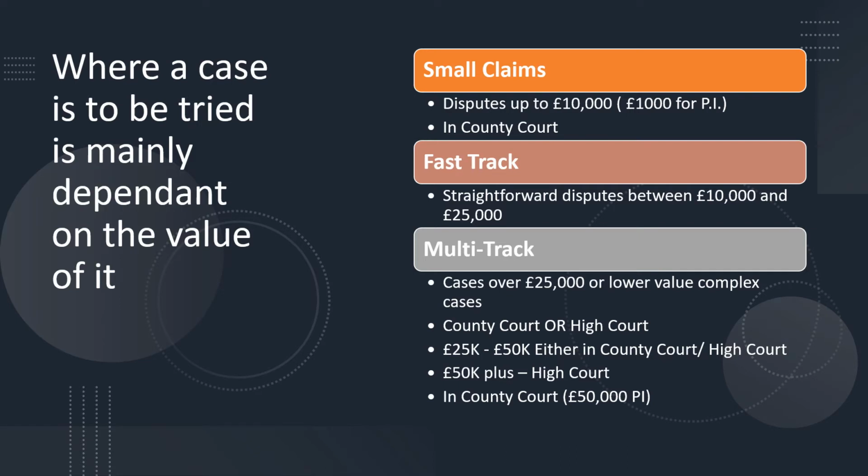So where a case is to be tried is mainly dependent on its value. Complexity might be a factor too, but primarily it is the money involved. For small claims, these are disputes up to £10,000, or £1,000 for personal injuries, in the county court. For fast track, straightforward disputes between £10,000 and £25,000, or £1,000 and £50,000 for personal injury. But then multi-track cases are over £25,000, or lower value complex cases, so there could be a complexity issue here.